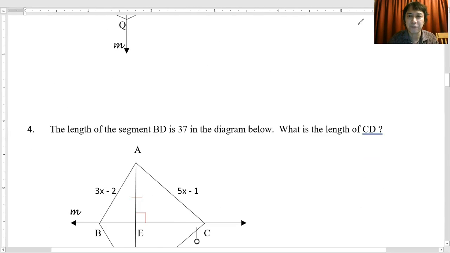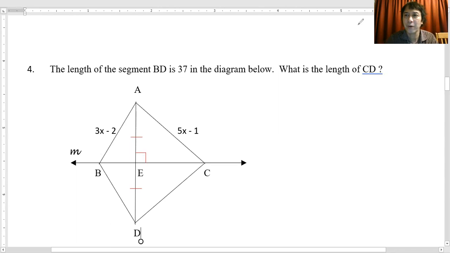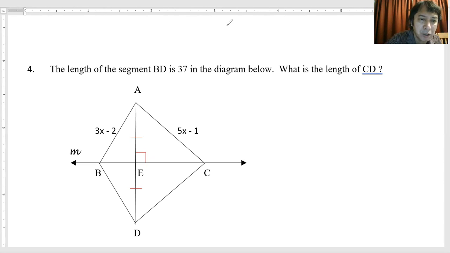Let's continue with the 4th. Here is number 4. Here's the figure. Here's the question. The length of the segment BD is 37. So we have a numerical value here, and this is BD. This is given, 37. Let's continue reading. What is the length of CD? We're asked to find this length. I marked it red.